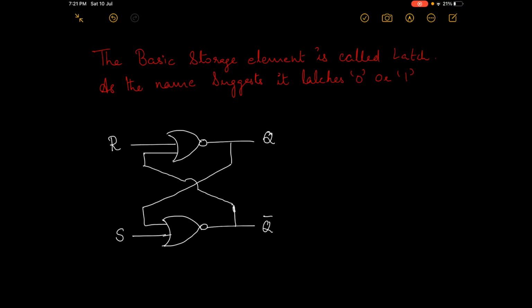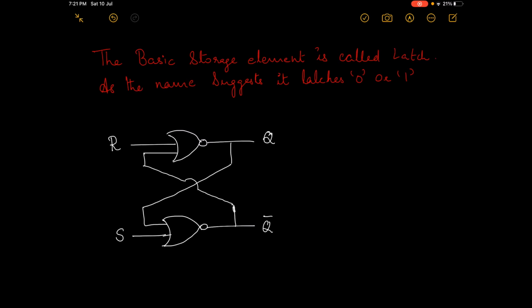We know that the difference between a combinational circuit and a sequential circuit is the memory block. In the sequential circuit, you have a memory block. So here this latch is a sequential circuit. The basic storage element is called latch. As the name suggests, it latches 0 or 1.